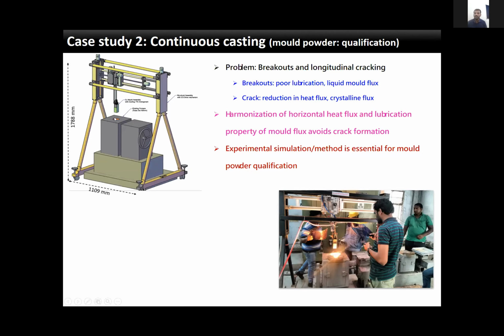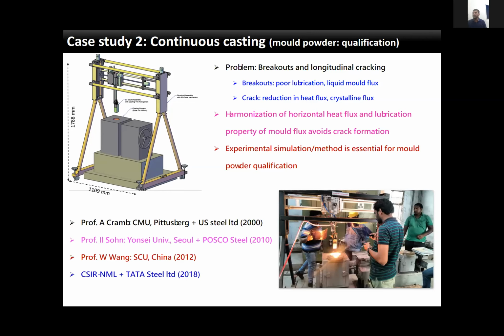This is the induction furnace, and this is the mold simulator, where you can see the gray part is the copper mold, and the green part is basically the steel shell. The details we will explain in the next slide. Let me give a brief introduction to this technique.